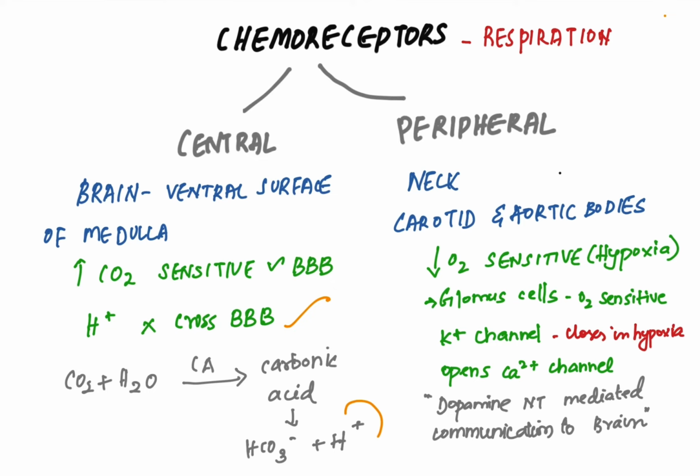The peripheral chemoreceptors, on the other hand, are located in the carotid and aortic bodies, and they are sensitive to hypoxia. But how? The glomus cells that are located in the bodies have O2 sensitive K+ channels that close in response to hypoxia, and this leads to opening of the calcium channels, and this depolarizes the cell and leads to release of dopamine, which directly triggers the brain in response to hypoxia.